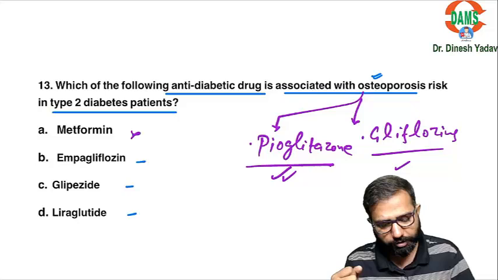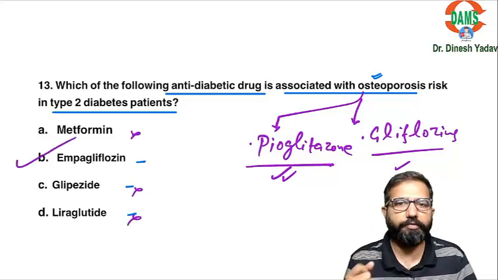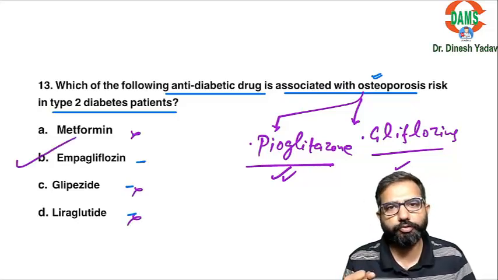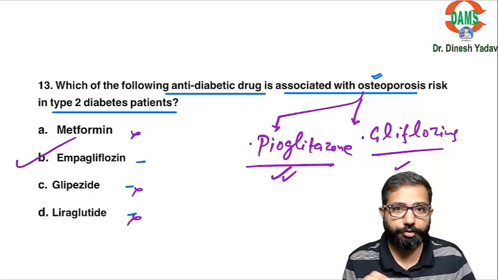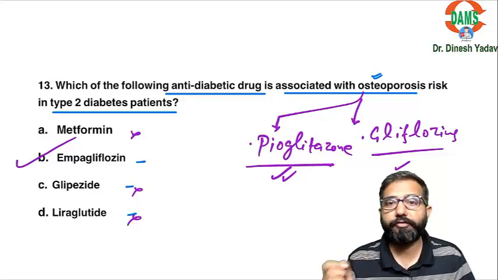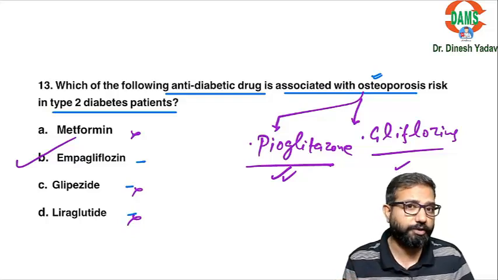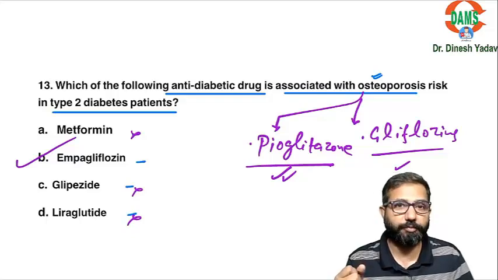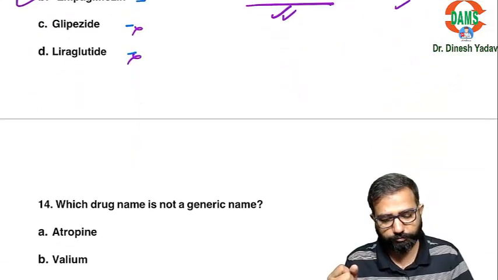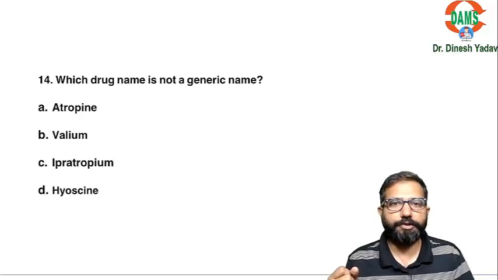So the others are not the answer. It is empagliflozin which has the risk of osteoporosis. Till date, fractures are not reported with it, but with pioglitazone, even fractures have been reported. So if the option pioglitazone is there, that is the correct answer. But if it is not there, then gliflozins have the risk. It is the recent update. Next question.